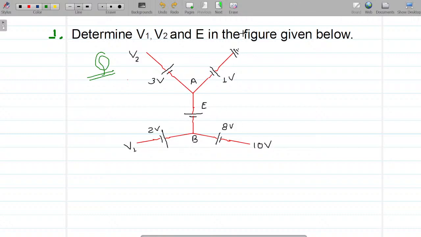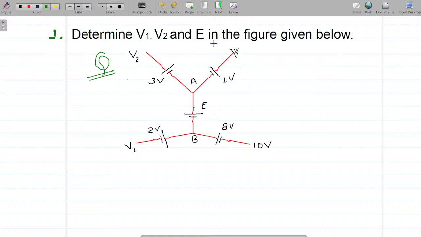We are given a ground potential here, a 1 volt potential here, similarly 3 volts and 2 volts, and every other point is marked. This is positive 10 volt here, right? Now tell me, can you find out the absolute potential at point A with respect to ground? With respect to ground, can you find the potential at point A?